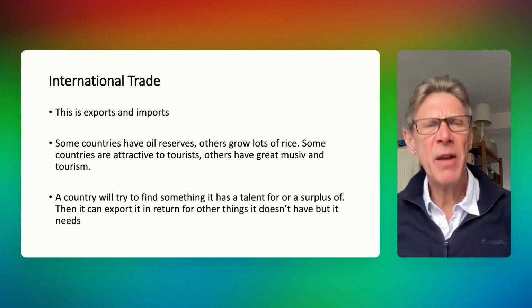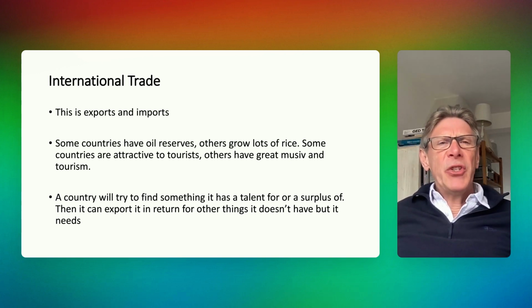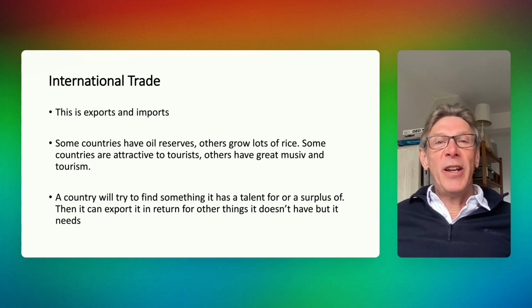The government is also very interested in international trade, exports and imports. A country wants to be exporting at least as much as it imports. Some aren't very good at that. Some are brilliant at it. If you are a country which has lots of oil reserves, like Saudi Arabia, then you're in a very good position to have far higher exports than imports. And more exports than imports means wealth coming into the country.